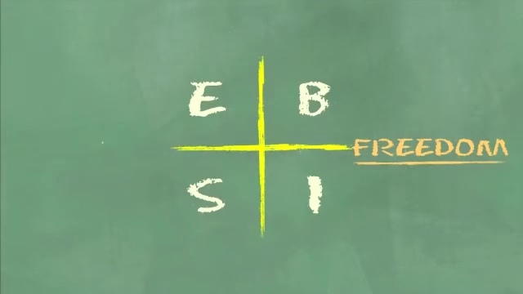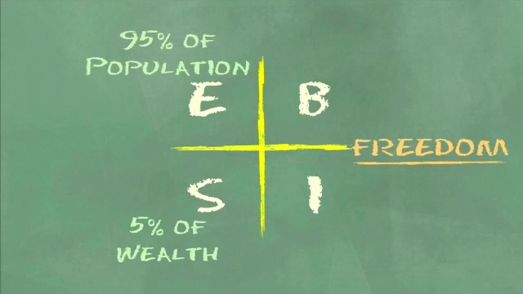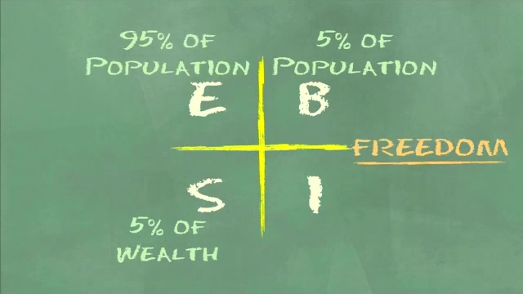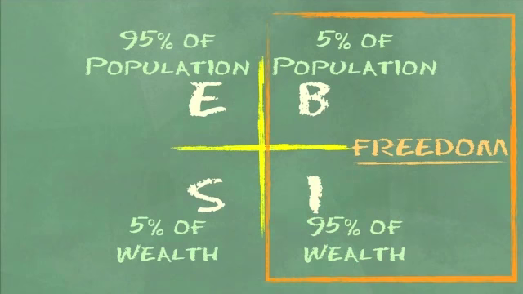You see, 95% of the population is on the left side of the quadrant, yet only 5% of the wealth exists here. And on the right side, you have just 5% of the entire population, yet 95% of all the wealth exists here. Yep, business owners and investors comprise 95% of the wealth today.